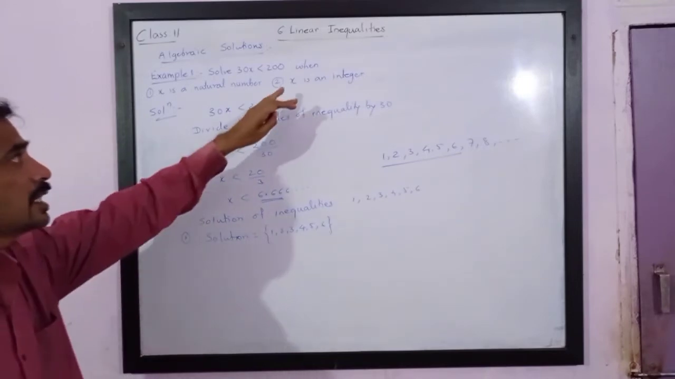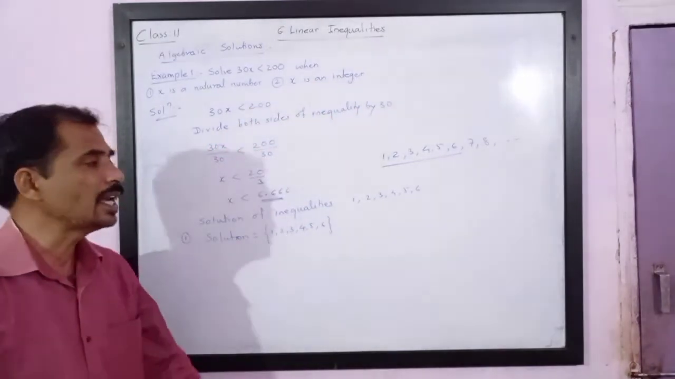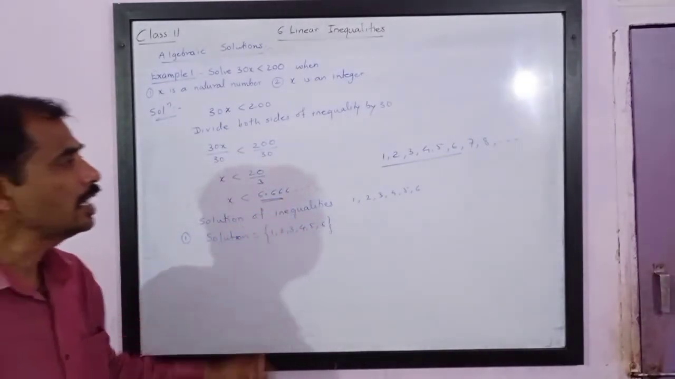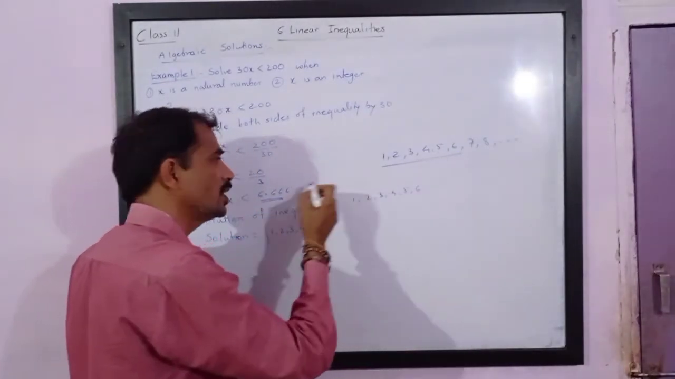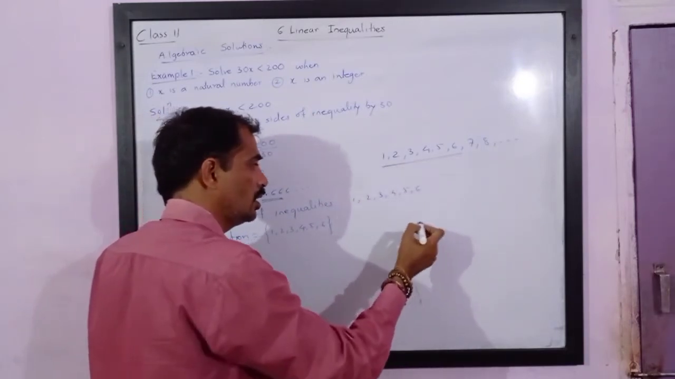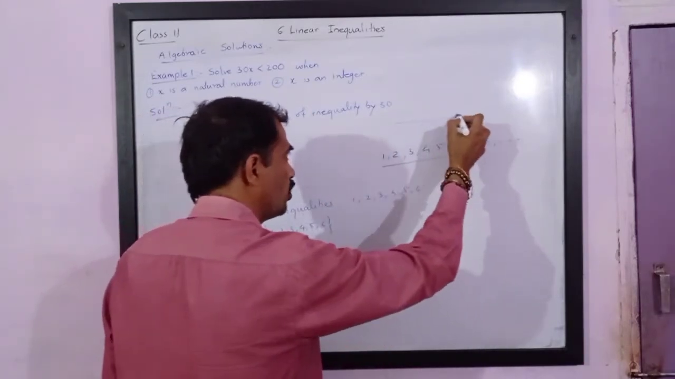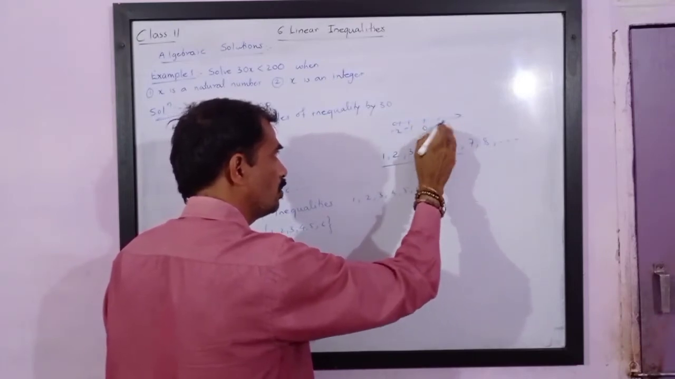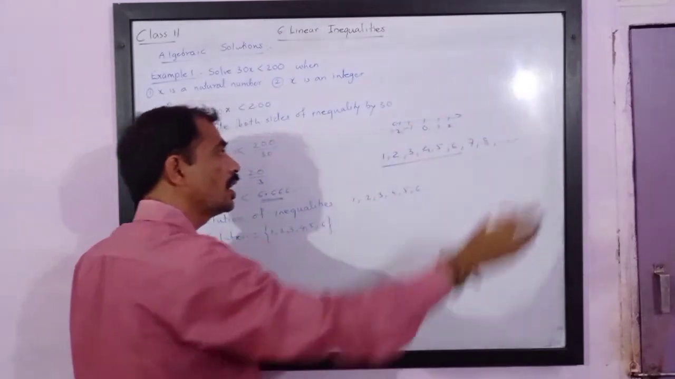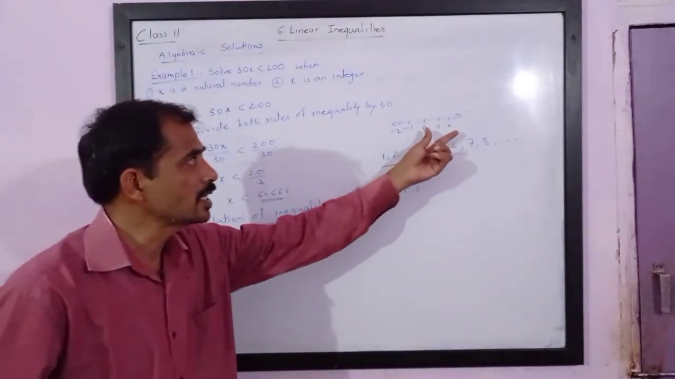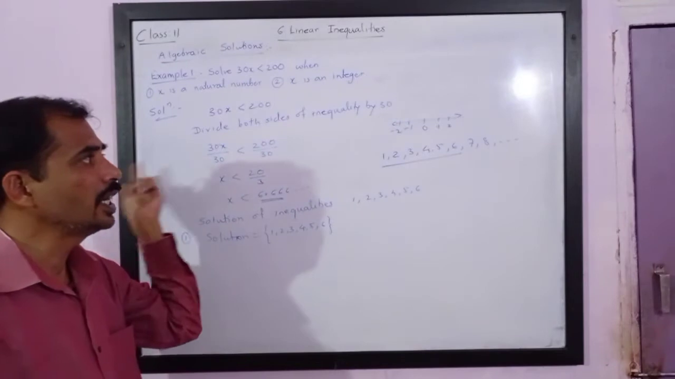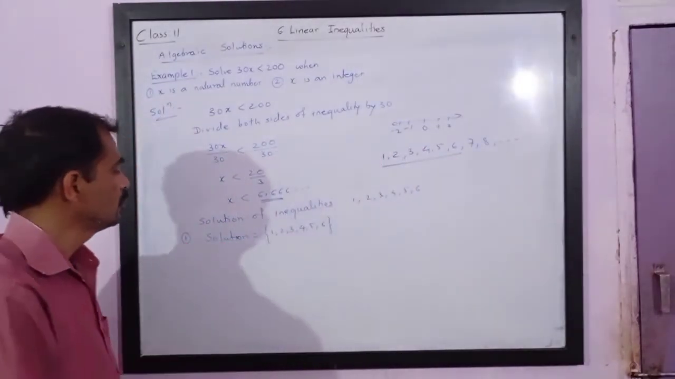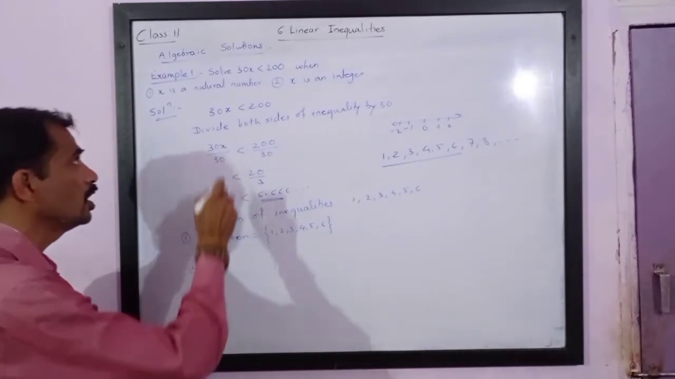Now the second: x is an integer. If x is an integer, we already got x is strictly less than 6.666, and integers less than 6.66 are these all. You will notice on the number line we have drawn integers many times: 0, this side -1, -2, and +1, +2, +3. These are integers. So less than 6.66, you will notice they will be all negative integers as well as these natural numbers.